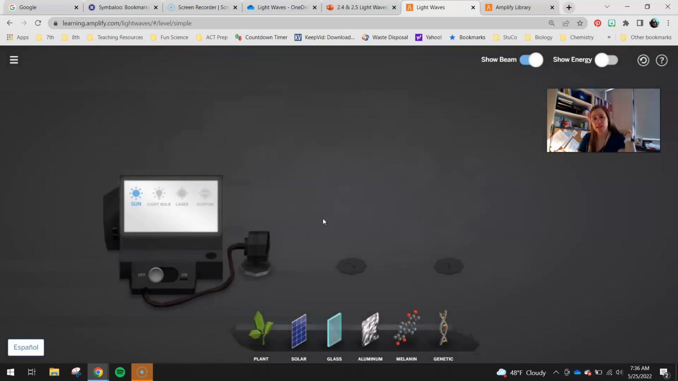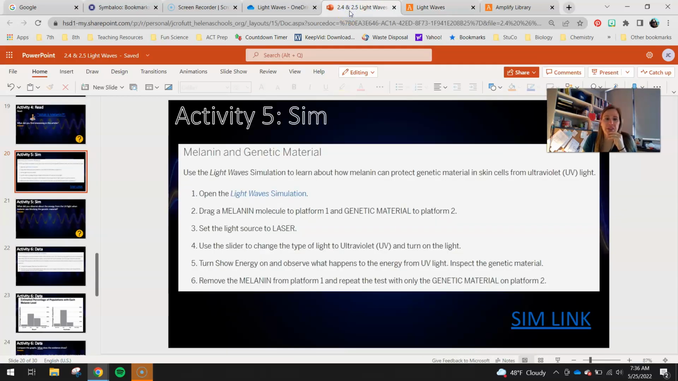So what we're going to do with this is we're going to put the melanin, which is this little protein molecule right here, and we're going to put the genetic material here. That way the light has to pass through the melanin first before it hits the DNA. So you guys are going to see just what that looks like. Again, you're going to set it to laser. You're going to drag it to UV light because that's one type that causes damage that you guys just found out from the activity 3 modeling. And then turn on the show energy and observe what happens.